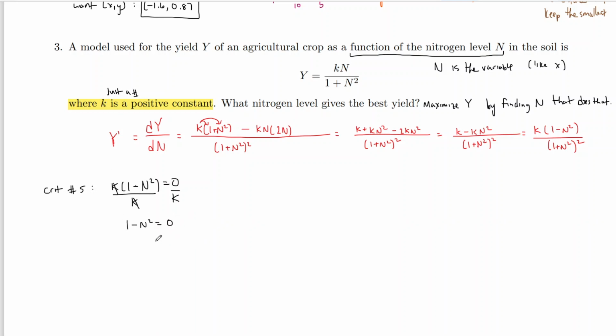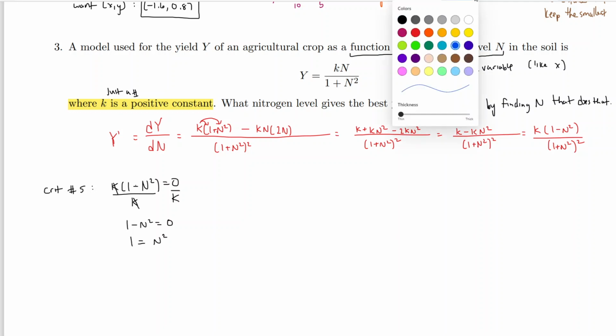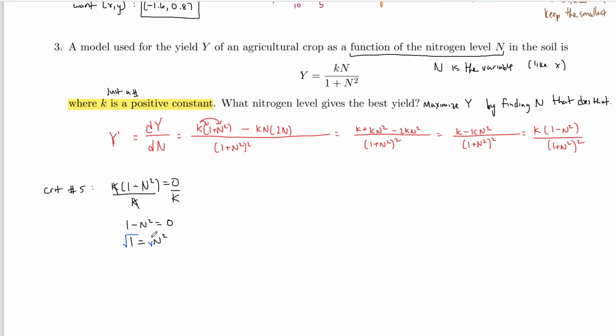You can factor it, or you can just add the n squared to each side. So you get 1 equals n squared, and then do the square root. Now when you do the square root, because it's not a 0 here, we do need the plus or minus, and we get n equals plus or minus the square root of 1, which is 1.